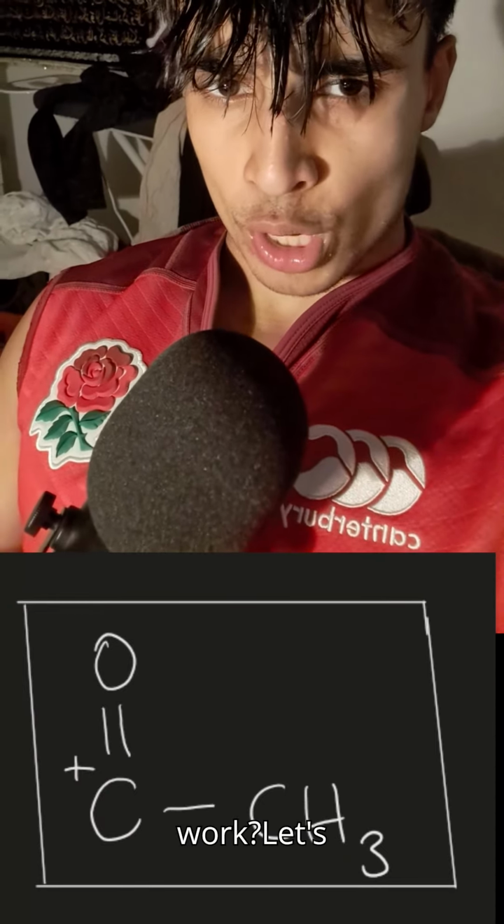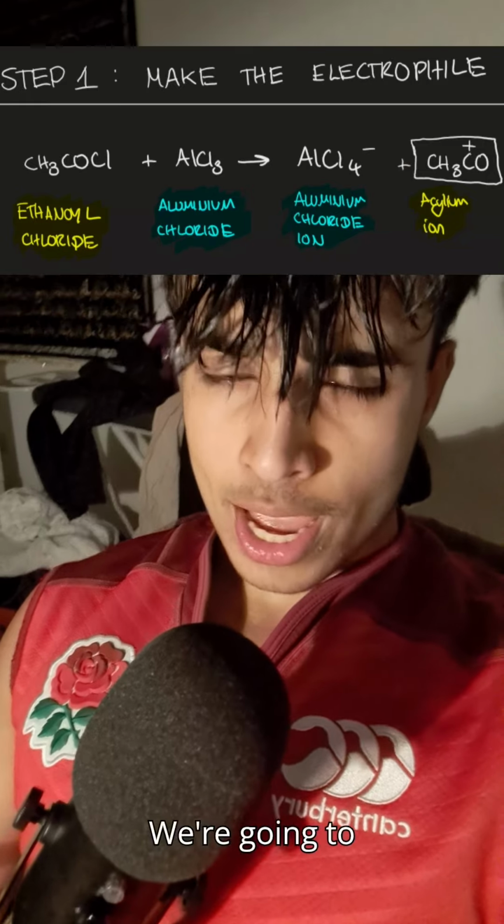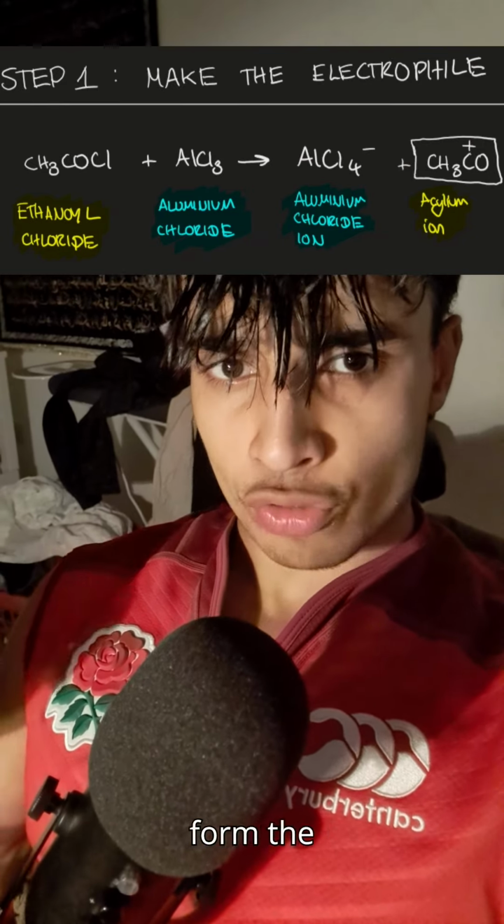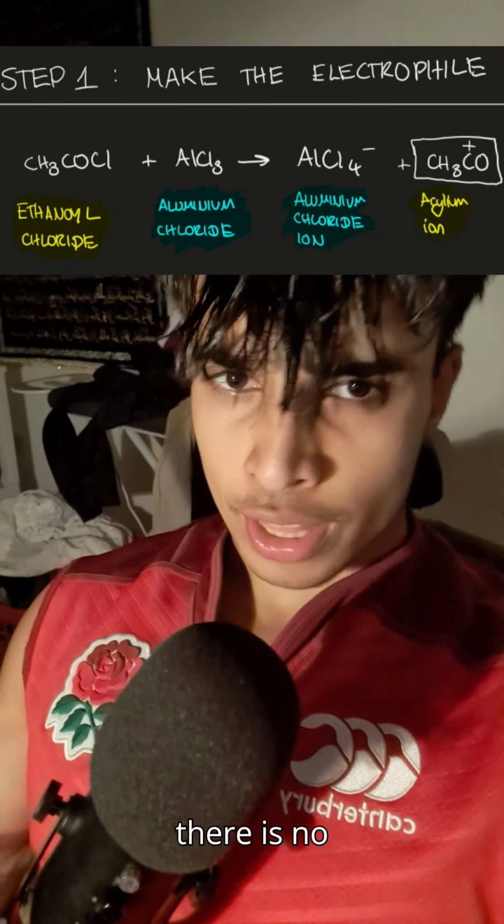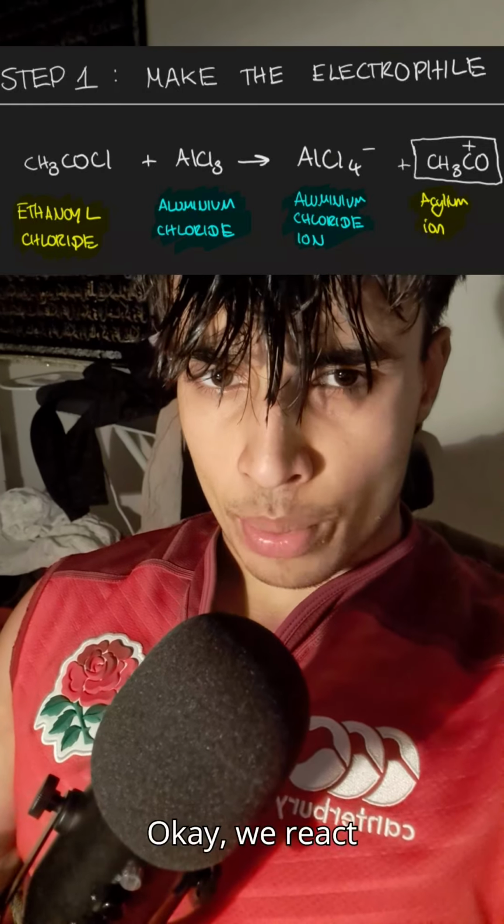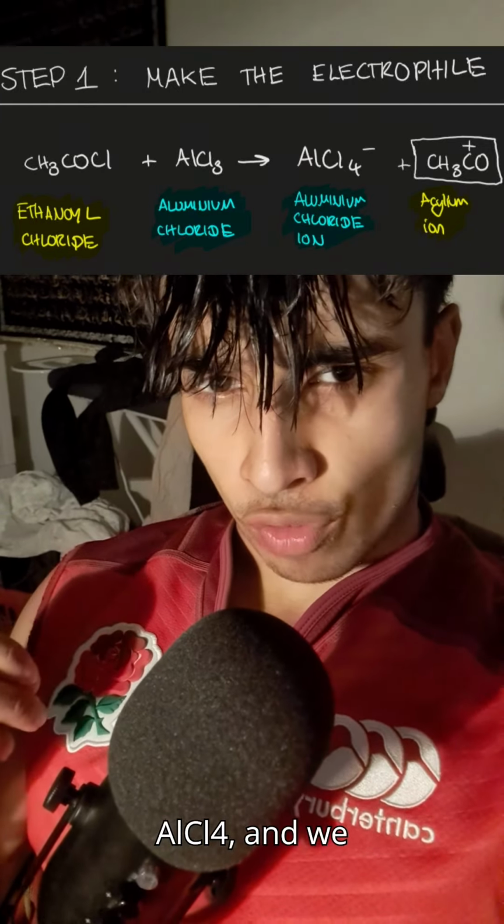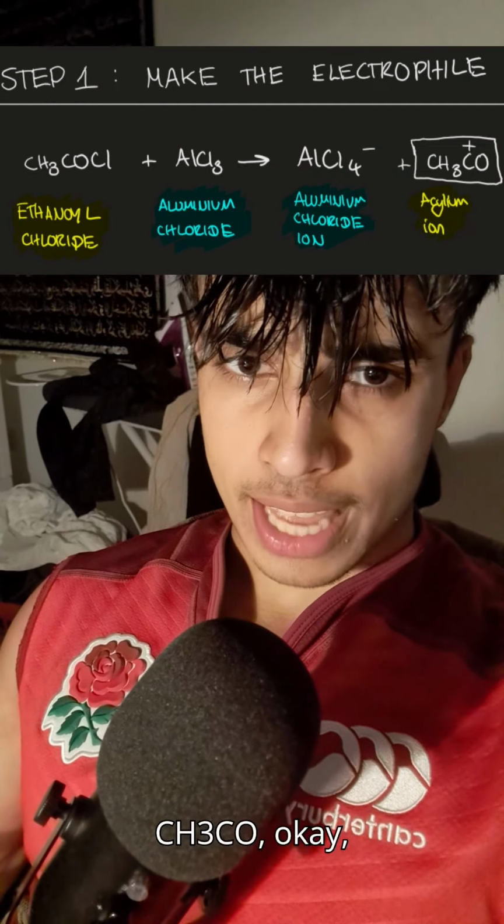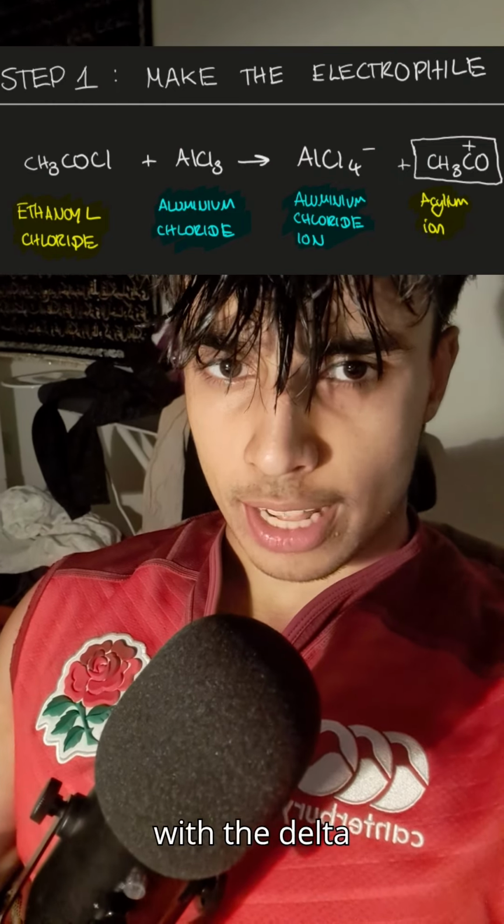Okay, so how does this work? Let's assume that we have ethanoyl chloride, okay? We're going to react it with aluminium chloride to form the electrophile, because without an electrophile, there is no electrophilic substitution mechanism. Okay, we react it with AlCl3, then we form AlCl4-, and we form the electrophile, CH3CO+, okay, with a delta positive carbon.